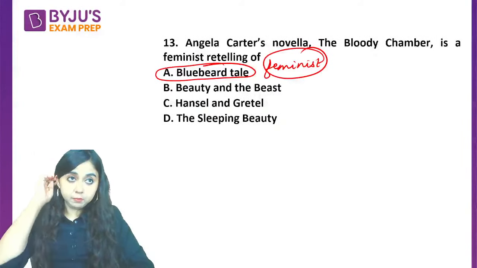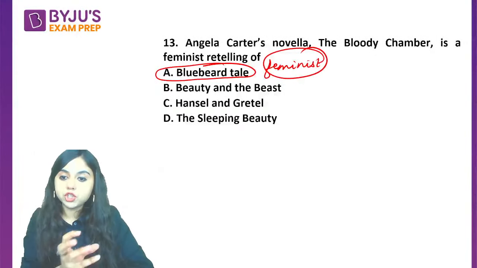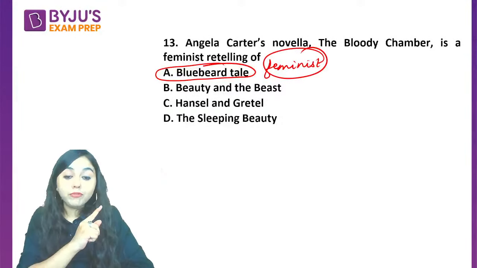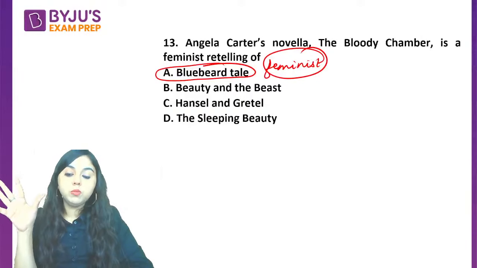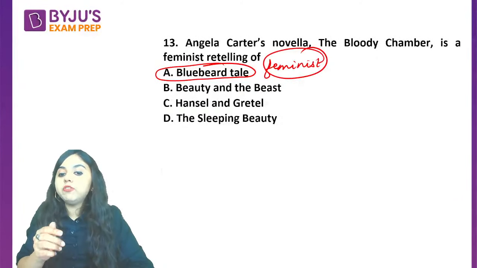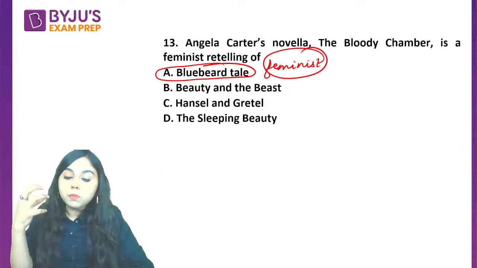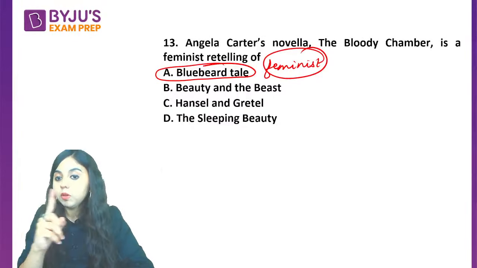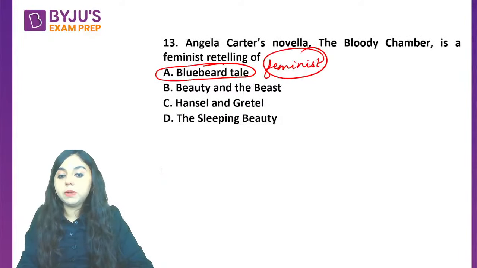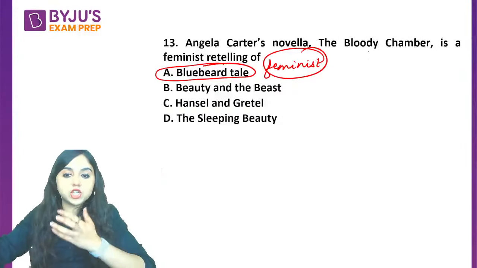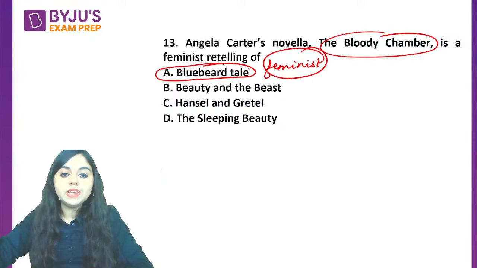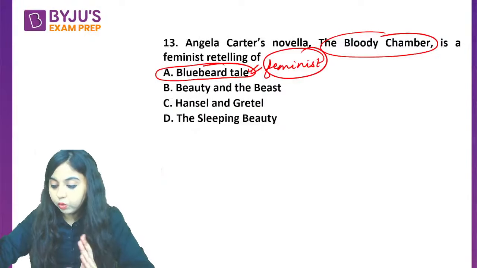In Angela Carter's tale, the narrator is a young virginal woman who marries a French marquis only to learn that he's a murderer. However, unlike the girl in the original story, the Bluebeard folktale, where the protagonist is rescued by her brothers, Angela Carter's heroine is saved by her feisty and fearless mother. So the mother saves the daughter, not the brothers. So the Bluebeard tale is the right answer. Please remember that in The Bloody Chamber, the wife is saved not by her brothers but by the mother. The Bluebeard tale is being retold from the feminist perspective.